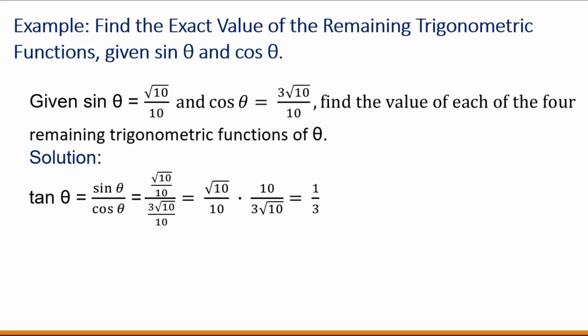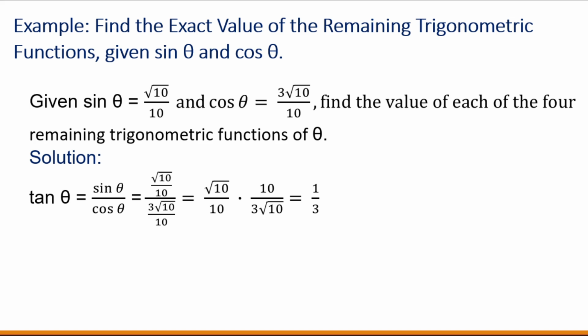Hello, in this example, we will find the exact value of the remaining trigonometric functions given the sine of theta and the cosine of theta. We know that the sine of theta is equal to square root 10 over 10, and cosine theta equals 3 square root 10 over 10. And we want to find the value of each of the four remaining trigonometric functions of theta.